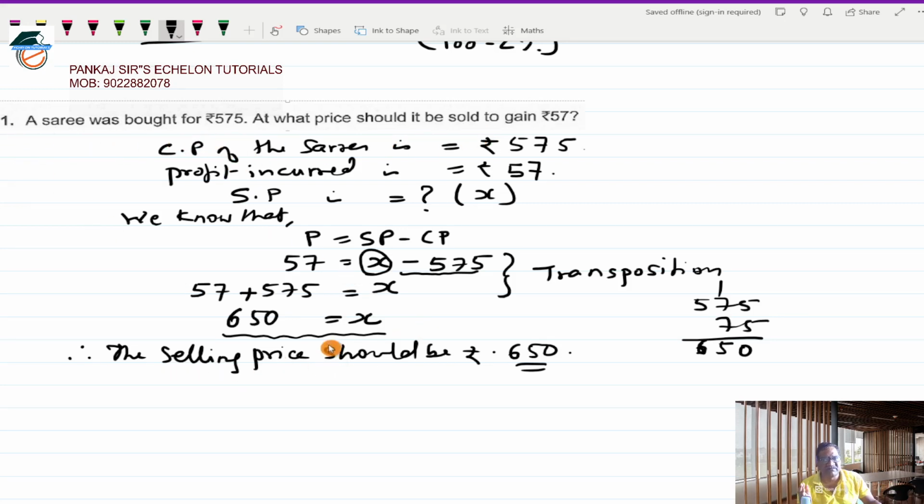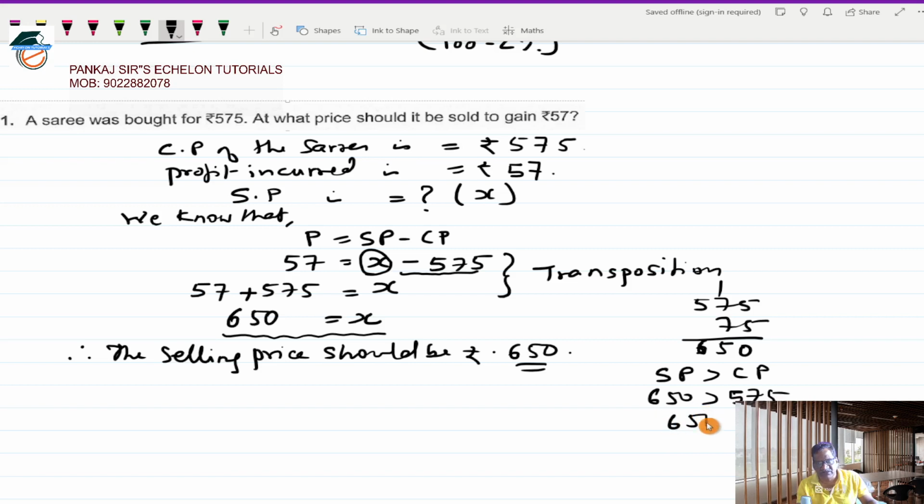Now, assume that this sari was bought for rupees 575. So that is the cost price. And you got the selling price at 650. Now, when you are selling something at a price higher than the cost price, definitely you are going to make a profit. Here you can see that the selling price is bigger than the cost price, and that is why this person is going to make a profit. Selling price is 650 and the cost price is 575. So because the selling price is greater than the cost price, there will be a profit in this transaction. Now how much profit they will be making is selling price minus cost price.